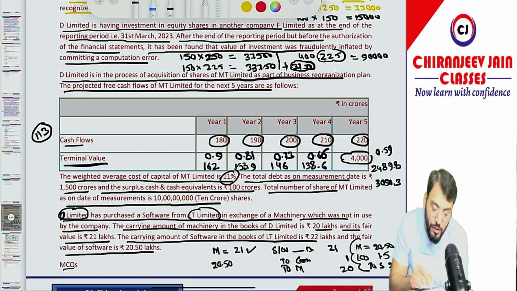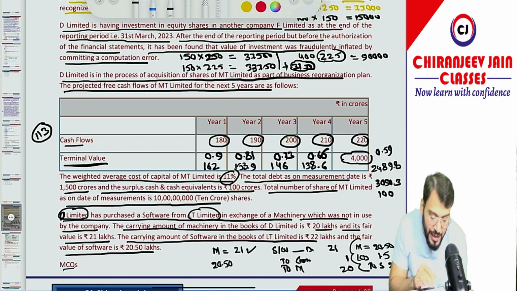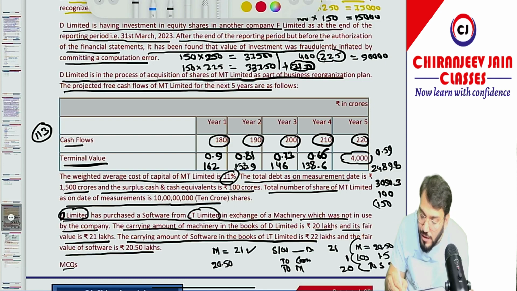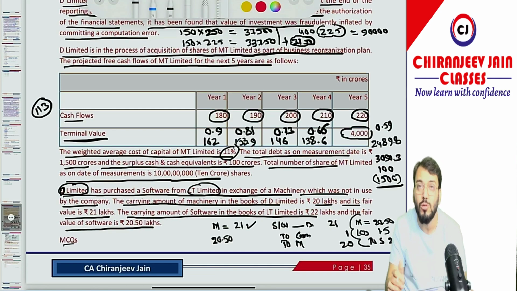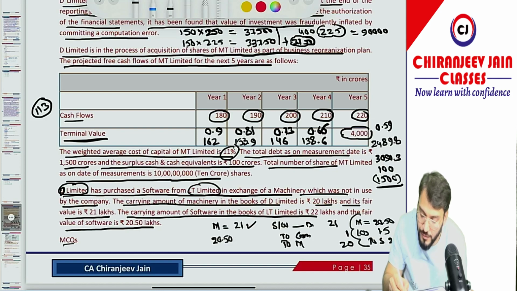In this we'll add surplus cash and cash equivalent, so 100 will be added, and we will deduct the value of debt. The total debt given is 1500, which will be deducted. All liabilities will be deducted. This becomes the total net asset of the company. So plus 100 minus 1500 is equal to how much? 1693.